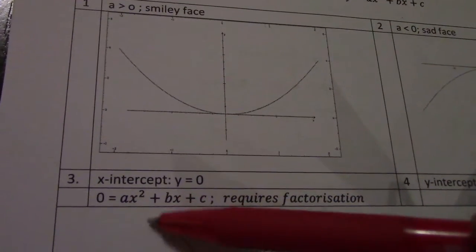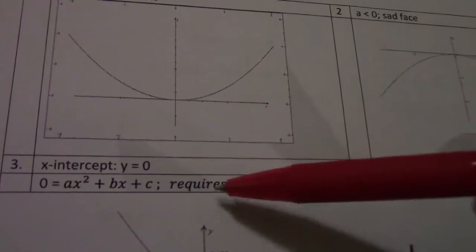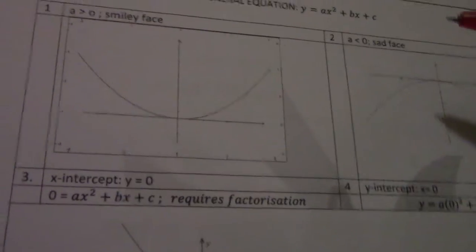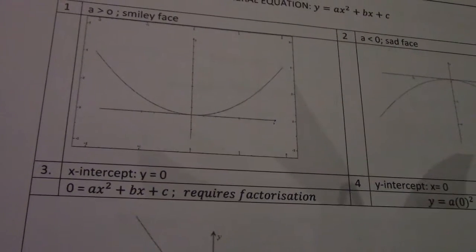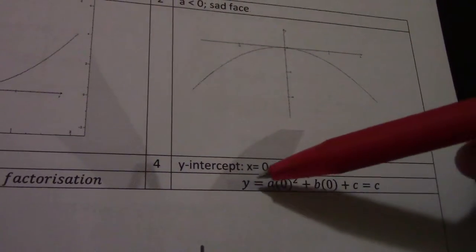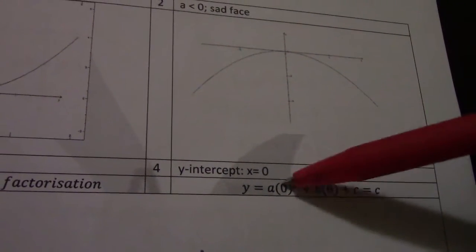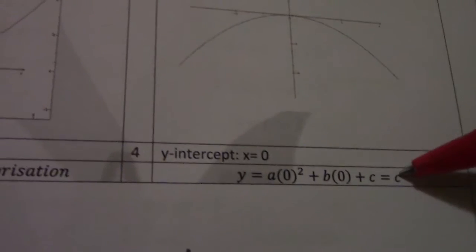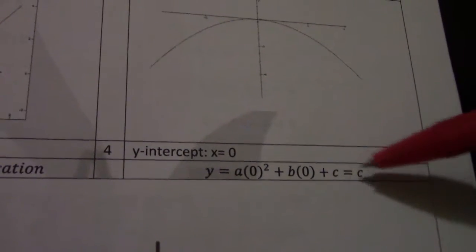equal to 0. So the equation would read 0 equal ax squared plus bx plus c, and you will then need to factorize to find your 2 x-intercepts or 1 x-intercept. Right, y-intercept: we make x equal to 0, so wherever x appears, we just substitute in 0, and we're going to be left with the c value. Alright, I hope you follow.